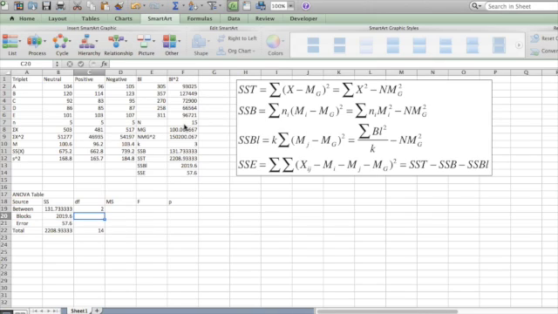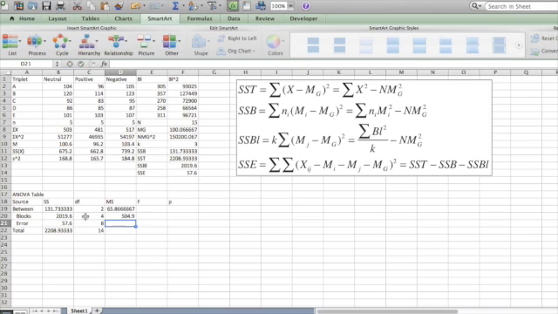Blocks is the number of blocks minus 1. So we have 1, 2, 3, 4, 5 blocks minus 1 is 4. And then our error blocks is just going to be, again, computed by taking the degrees of freedom total, subtracting the degrees of freedom blocks and the degrees of freedom between to arrive at, what do we got there? We got 8.